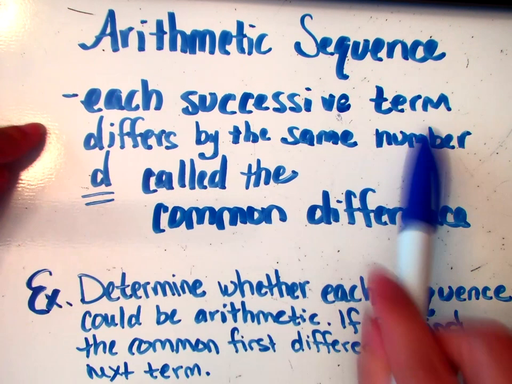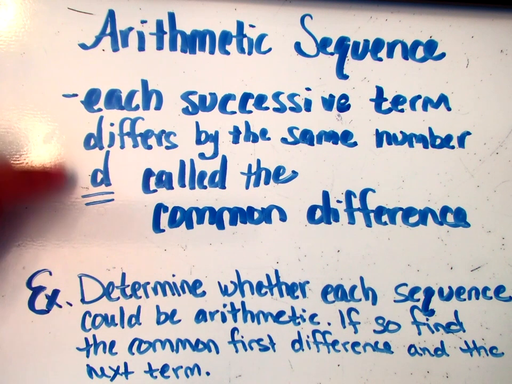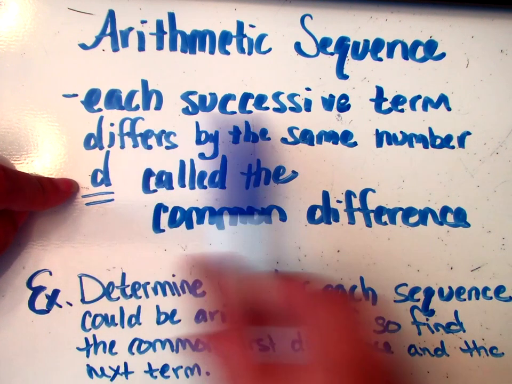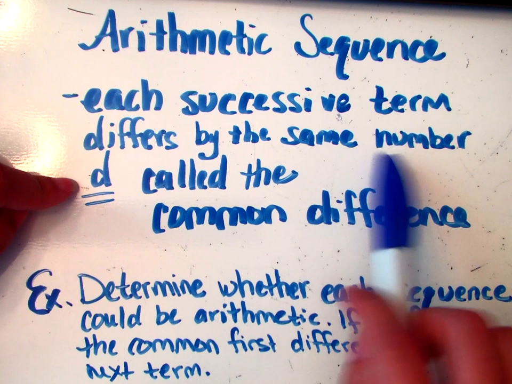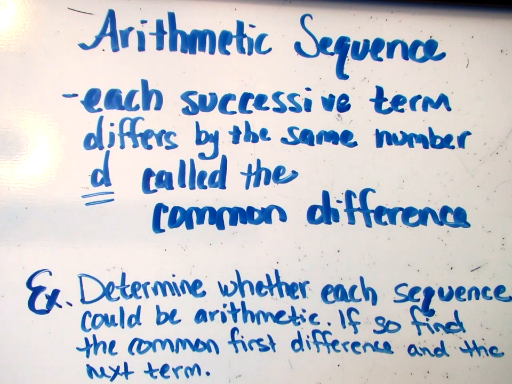Here is our definition. It's when each successive term differs by the same number, d, called the common difference. Okay, so that means every successive term, so term after term after term, differs by the same number. Okay, we're going to do an example.